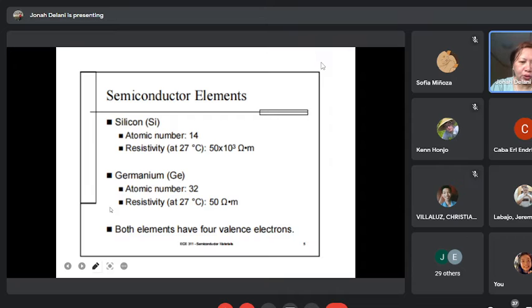What are valence electrons? Just in case you are not familiar, or if you are familiar, let us review a bit. So a valence electron is, for example, in an atom. At the center of the atom is the nucleus, right? In the nucleus are protons and neutrons. Around the nucleus are the electrons, right? The number of electrons depends on the element.